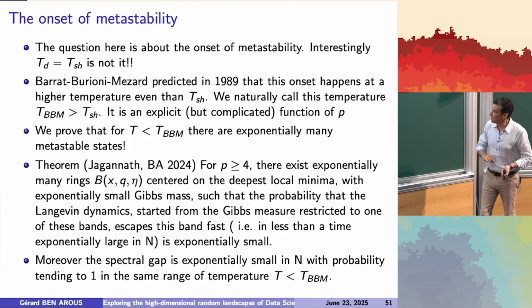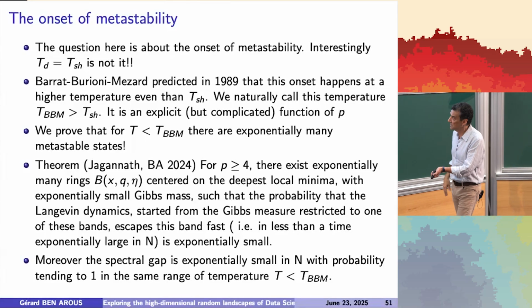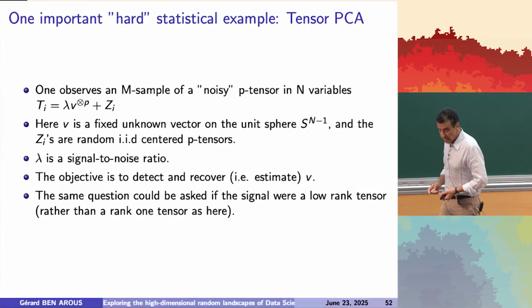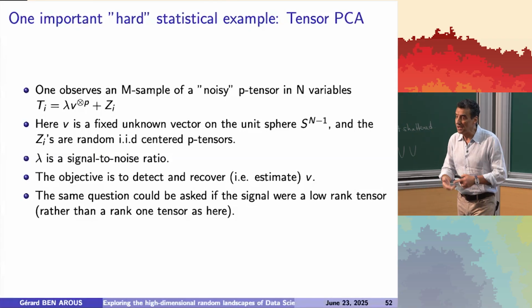Spectral gap is exponentially small. That's what we know. So now let's go to the first example of statistics, the one that will make the link between the two.